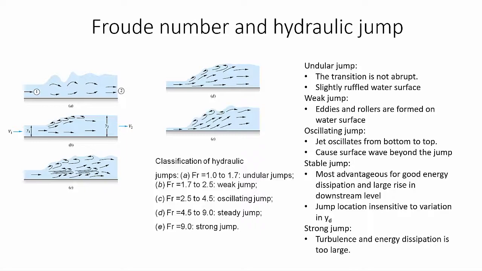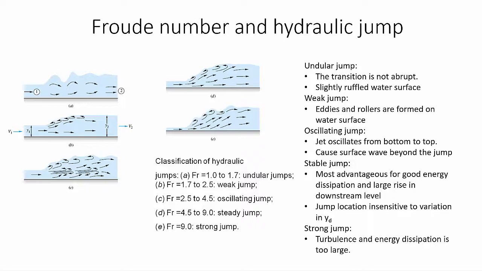If your Froude number is from 1.7 to 2.5, you will see a weak jump. In this case, you can see eddies and rolls on the water surface. If your Froude number is from 2.5 to 4.5, you will see an oscillating jump. This jump is not stable, oscillating from the bottom to top and creating waves beyond the jump.